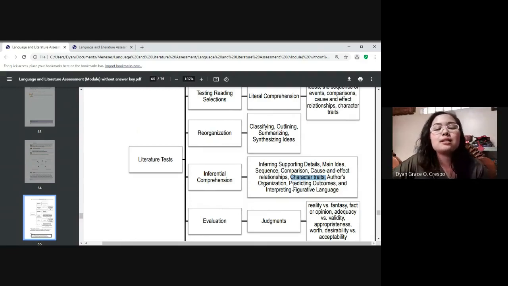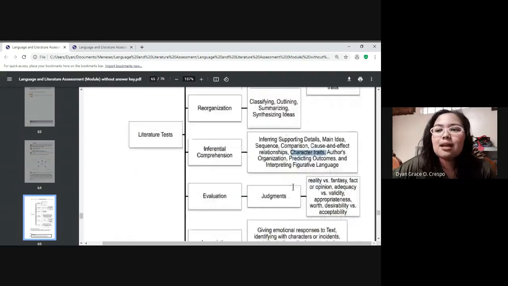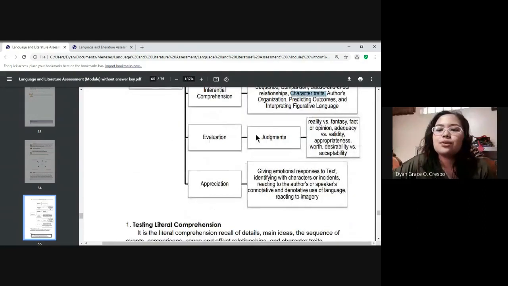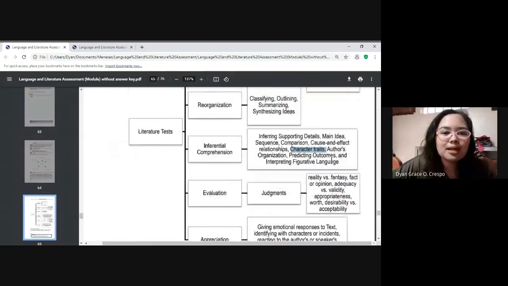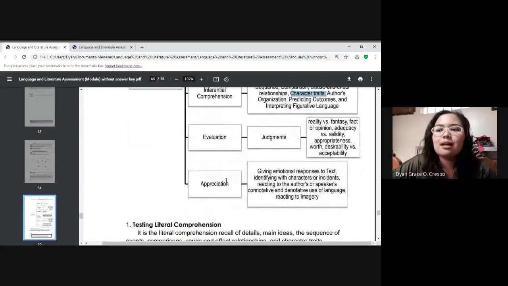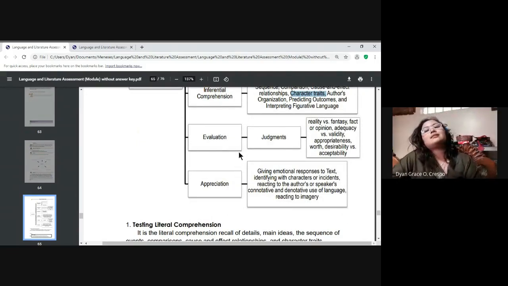Some scholars, it's easy for them to understand figurative language kasi they are already in that context. They understand context. Next one is evaluation. So, judgment. Reality versus fantasy, fact or opinion, adequacy, validity, appropriateness. So, evaluate my literature test nila. Next one is appreciation. Of course, it is appreciation of the text, identifying with characters or incidents, reacting to the author's use of language. So, na-appreciate mo siya.